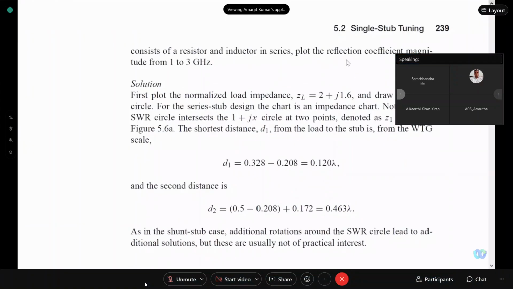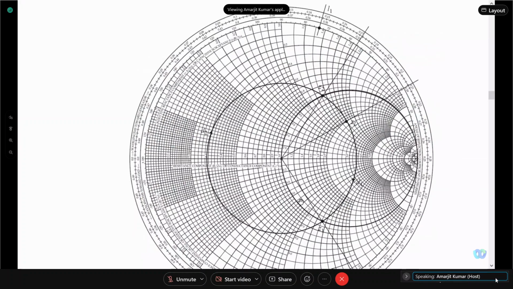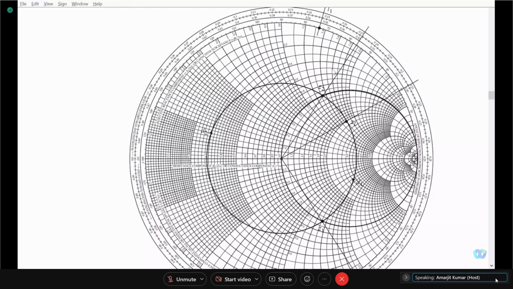1 plus Jx circle. So this SWR circle passing through ZL is intersecting this 1 plus Jx circle at 2 points. The first you can see here, Z1 and Z2. So from ZL to Z1 and from ZL to Z2, at 2 points it is intersecting.